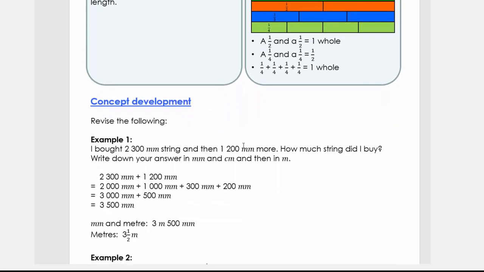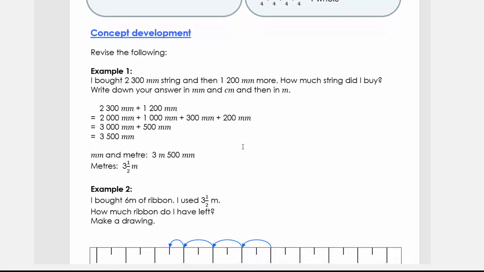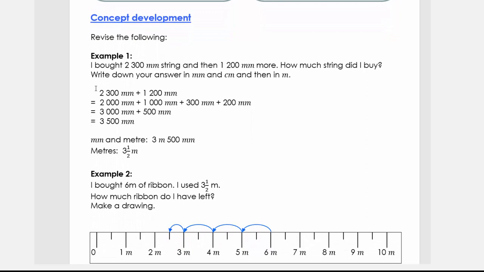Let's look at the examples for today, the concept development. We're going to give the learners a word problem. I bought 2,300 millimeter string and then 1,200 more. How much string did I buy? Firstly, with word problems, we identify our numbers. What did I do? I bought. Then how do I determine the basic operation: plus, minus, times, or divide? How much string did I buy? I want a total, so I need to add.